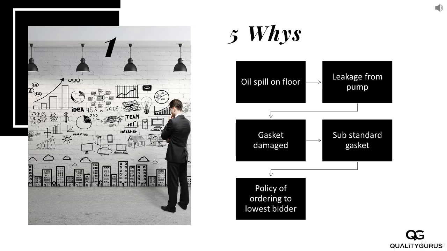But then why was the gasket damaged? Because we bought a substandard gasket. But then why did we buy the substandard gasket? Because we had a policy of ordering from the lowest bidder. Now you see that the root cause of the oil spill on the floor is the policy of ordering from the lowest bidder. So once you solve that problem, once you make sure that whenever you place an order, it goes to a qualified supplier who gives you the right product, then your problem will be gone forever. Not only this, you will resolve a number of other problems as well. So this is the power of 5 whys.